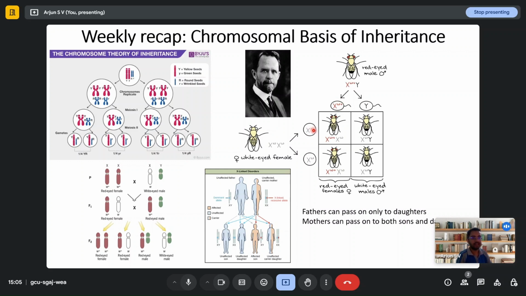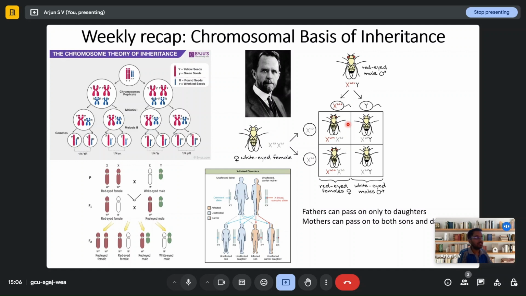And we also can see through Morgan's Drosophila based experiments that some genes which give rise to some characters are present on only one of the sex chromosomes. So every human being has 22 pairs of autosomes and one pair of sex chromosome.